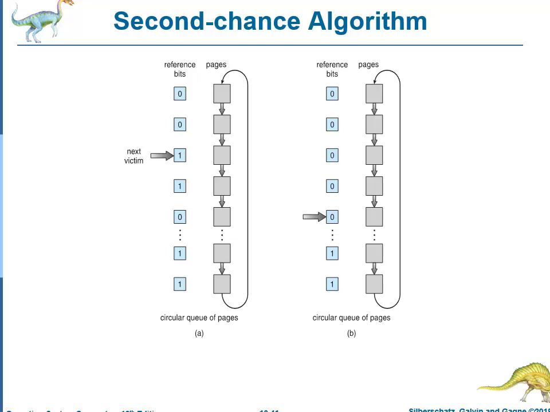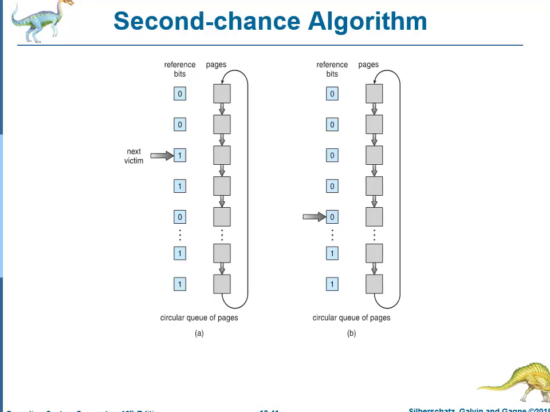So when a page must be replaced, the page table is scanned in first in, first out order, in a circular queue manner. And if a page is found with its reference bit not set, then that page is selected as the next victim. However, if the next page in the FIFO does have its reference bit set, then it is given a second chance. So the reference bit is cleared and the FIFO search continues.